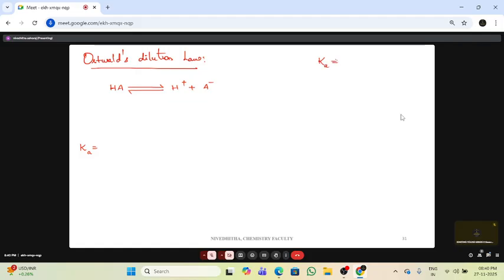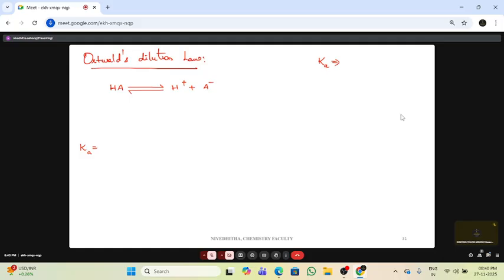Ka is nothing but an equilibrium constant, or it can also be called the ionization constant, or the dissociation constant, or the acid dissociation constant. We can use four terms for this Ka. Please make a note of it. K is called the equilibrium constant, or ionization constant, or dissociation constant, or acid dissociation constant.